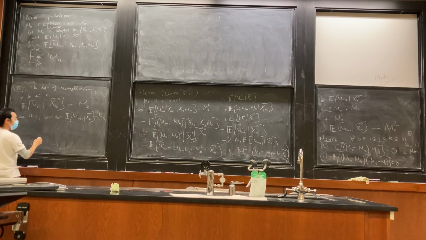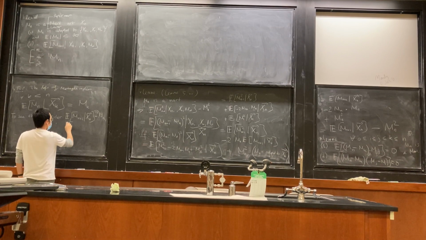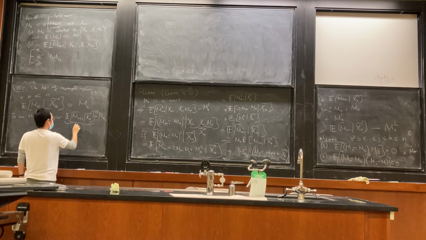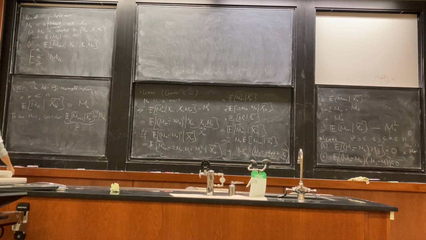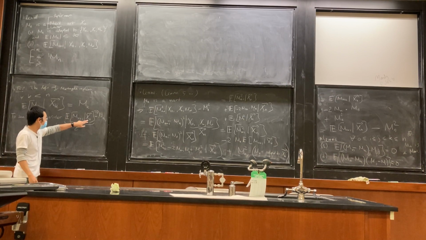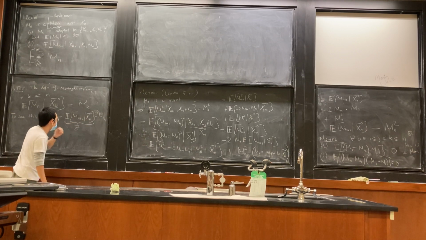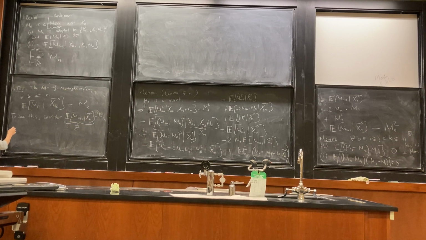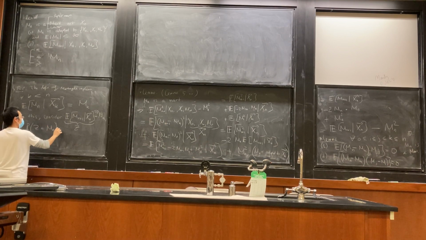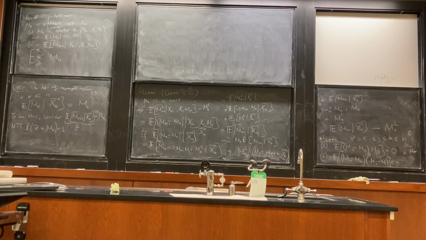So let me call this, for the sake of notation, let me call this to be Z. Alright. I want to show the conditional expectation of Mn plus 2 on the path up to Xn is exactly Mn. So I need to show Z is equal to Mn. Right? That's what I want to show. If I want to show they are the same, that means this probability is 1.